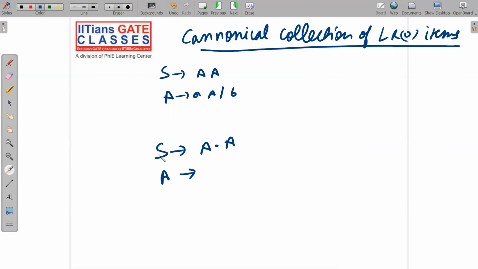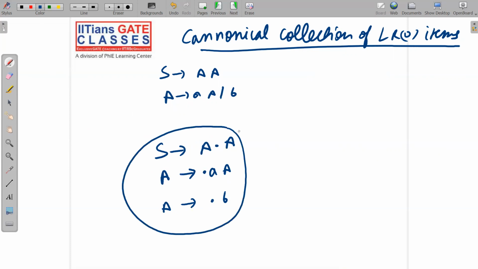So I have S goes to A dot A. The dot is present in the beginning of A, so add all productions with A in the LHS, all the productions having A, with the dot in the beginning. The productions of A are A goes to a A and A goes to b. See here carefully, I have written them with the dot in the beginning. Now this is a canonical collection of LR0 items.